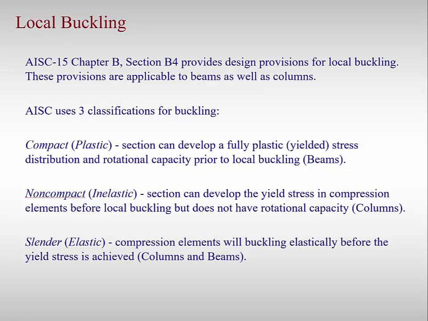This will happen at relatively high stress levels, so high that the column will buckle globally before it can buckle locally. Slender. This means that local buckling will occur when the stresses are in the elastic region, below the levels where the residual stresses influence column behavior. When a column is classified as slender, local buckling will usually control and the design compressive strength is reduced.